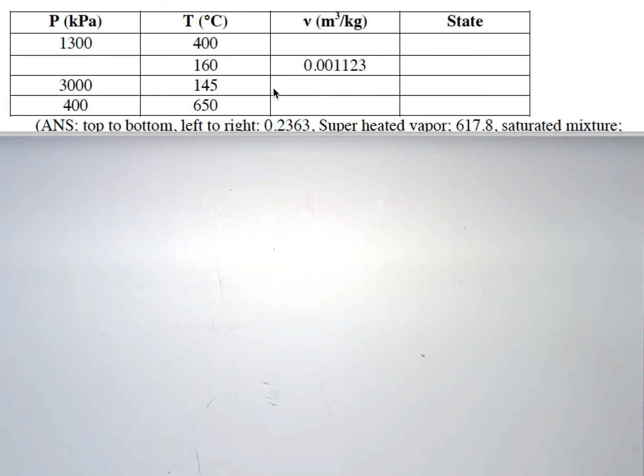Okay, I am here to do practice problem 2.7 from practice problem set 2, and I'm going to go through and do a couple of these tables where we have two properties that allow you to find any other property.